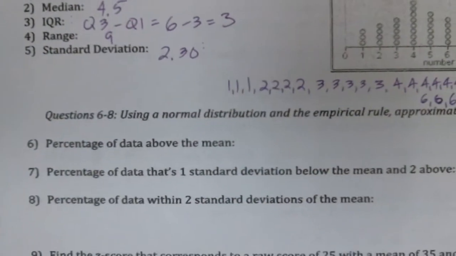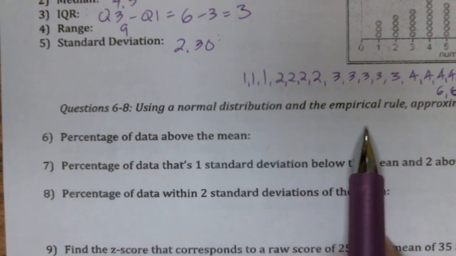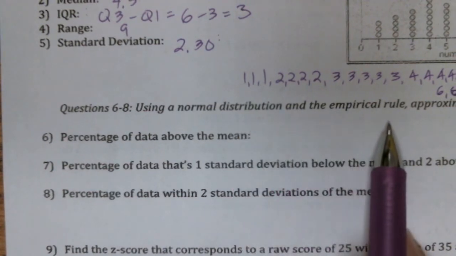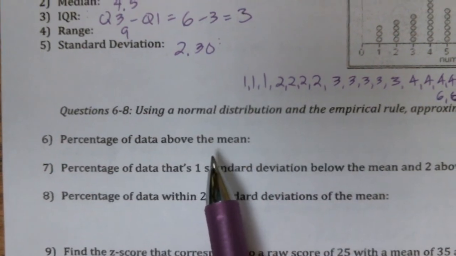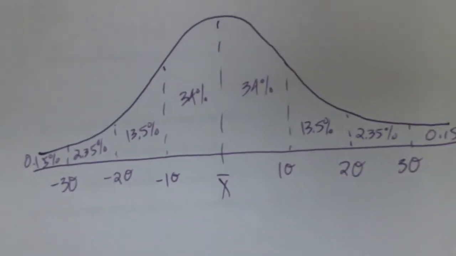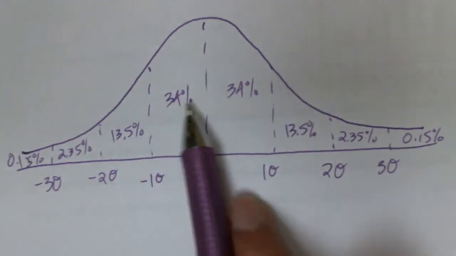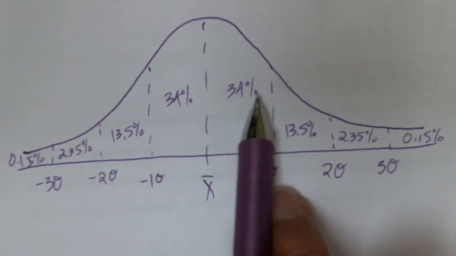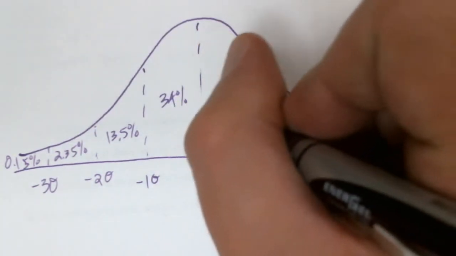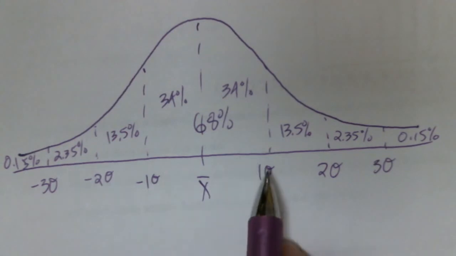Okay, so for 6 through 8, it says use a normal distribution curve and the empirical rule and approximate the following. So I've got my little cheat sheet over here. Here's our normal distribution curve. If our data is normally distributed, forming a normal bell curve, 68% of the data, or 34 and 34, is right here in the middle, between one standard deviation below and above the mean.